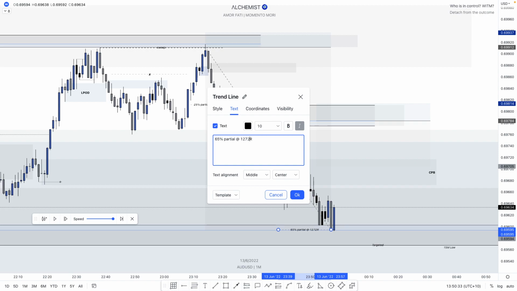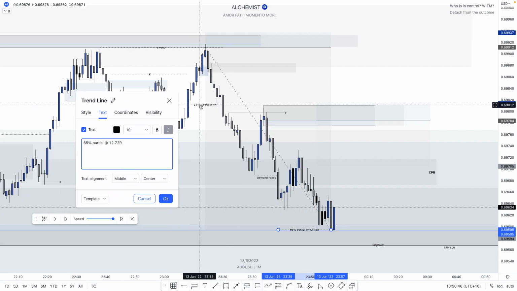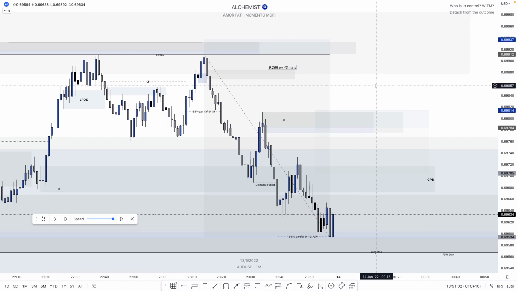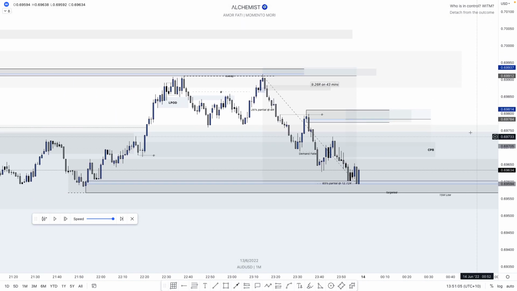Just have to get a calculator out for this one. 0.65 times 12.72. That's 8.27R plus the 1R, which would have been 25% at 4R. So that's 9.26 in the span of 43 minutes. And then what we would do is we would just leave a 10% runner.